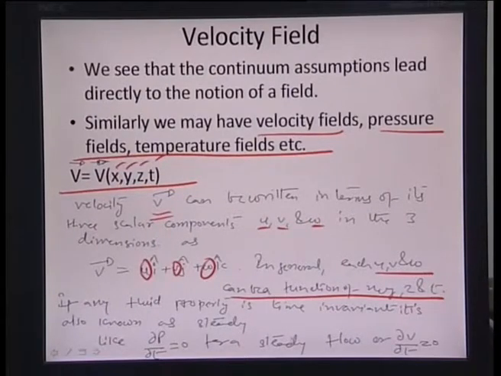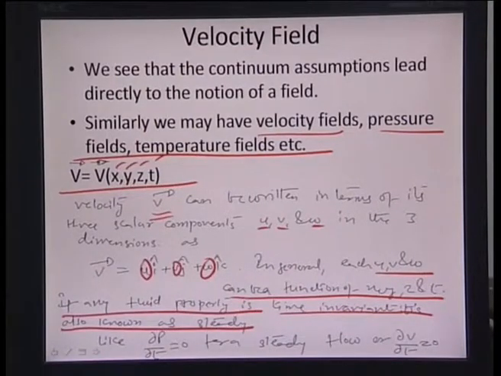If the fluid property is time invariant, it is also known as steady state flow. Essentially, d rho by dt, or as a matter of fact any other property like dV by dt or dP by dt, P being the pressure, are all equal to 0. There is no time variation of the particular flow.